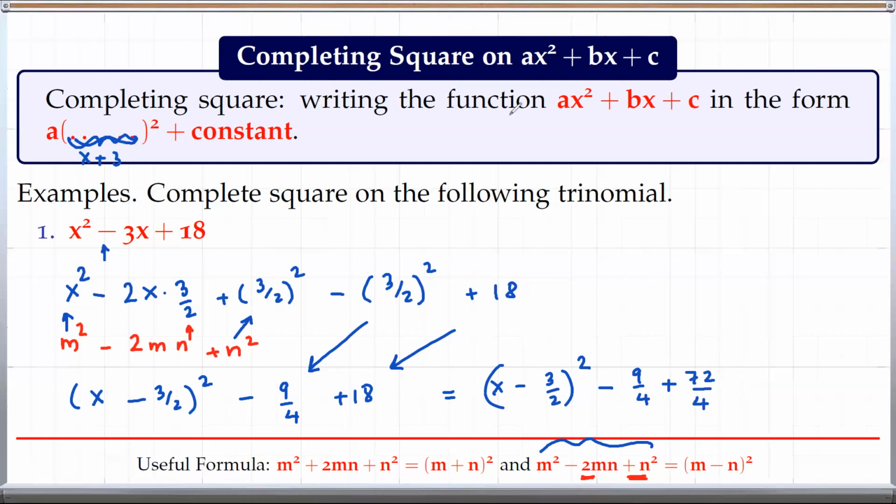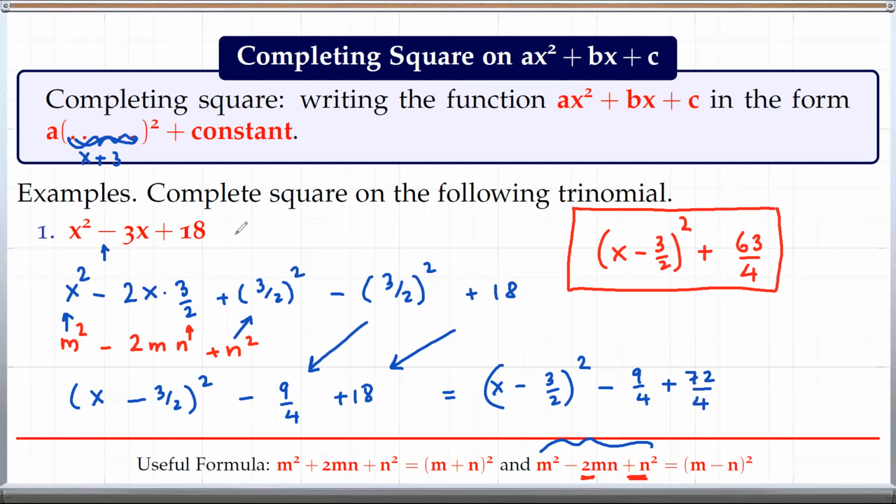The last step, we can combine those two fractions since we already have the common denominator. So it will look like x minus 3 by 2 squared plus 72 minus 9 is 63, 63 by 4. So this is the complete square form for the given trinomial. So we are done with this example. Let's look at the next one now.